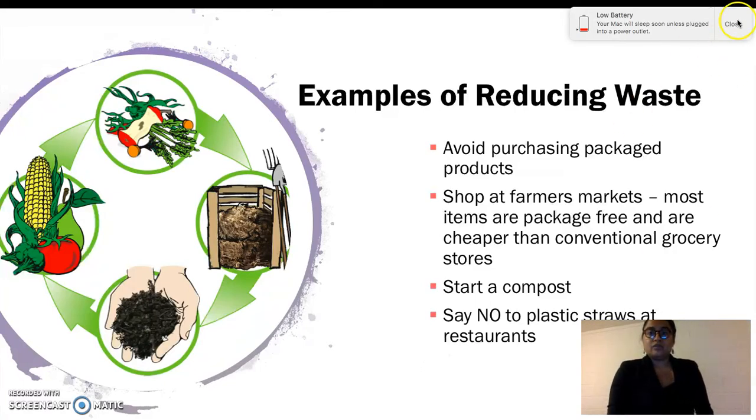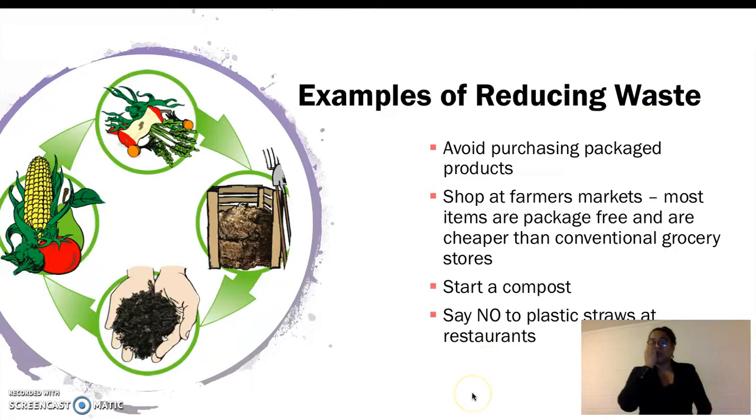The first one would be to avoid purchasing packaged products. If you go to a grocery store, you notice that pretty much everything is packaged with plastic. So avoid doing that. Shop at farmers markets. Not only does that provide local produce, most items are package free and are cheaper than conventional grocery stores.